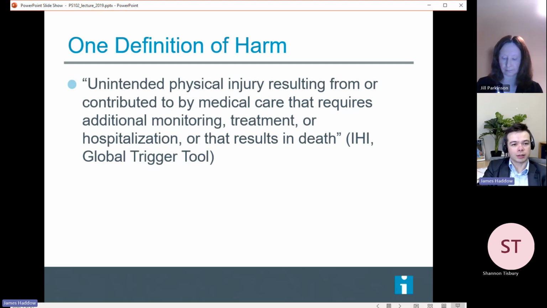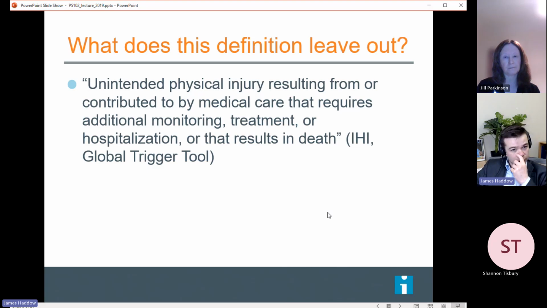So what is harm? This is one definition that was around for a while. It's probably not up to date anymore. It says harm is the unintended physical injury resulting from or contributed to by medical care that requires additional monitoring, treatment, or hospitalization, or that results in death. So it's a fairly narrow definition. It's got some problems, and it leaves out quite a few things.